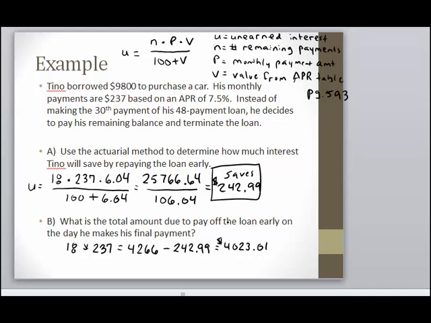Now the last thing I need to do is add in the value of that 30th payment, which is one more 237. I'm going to add that on, bringing my total to $4,260.01. And this will be his total amount due to pay off the loan early on the day that he makes his final payment.